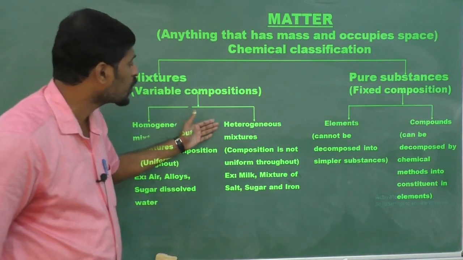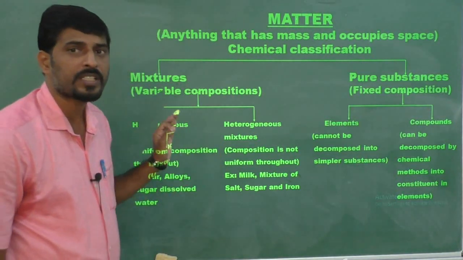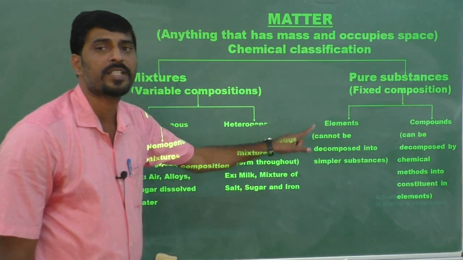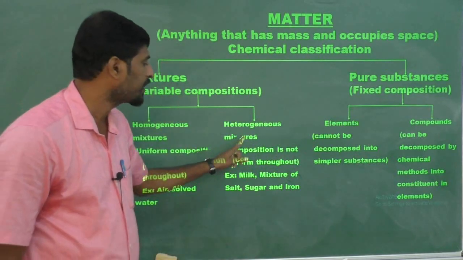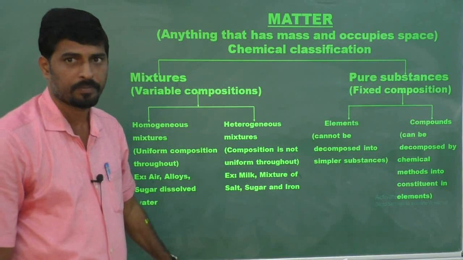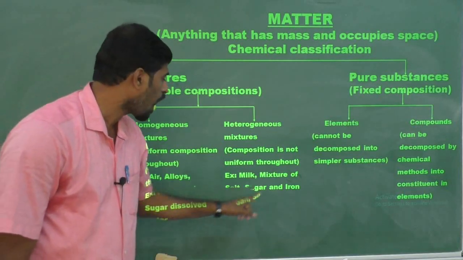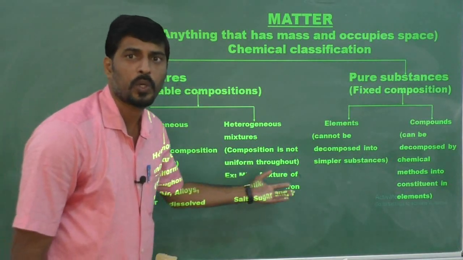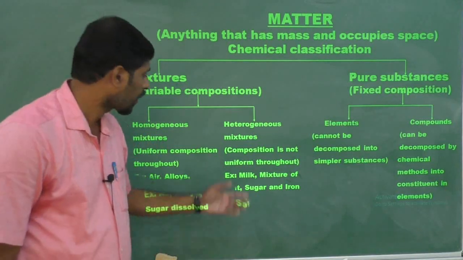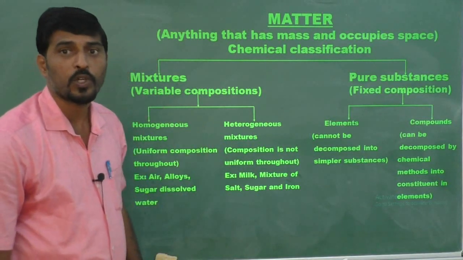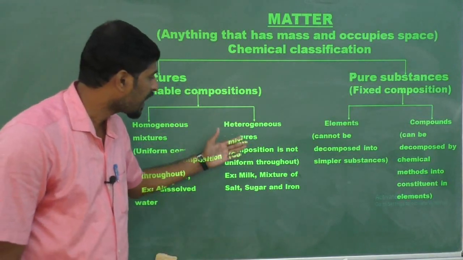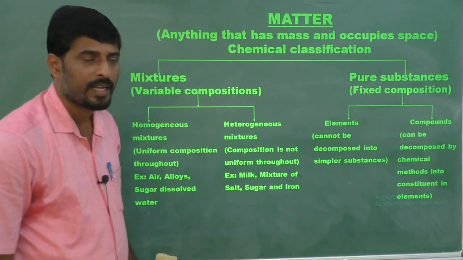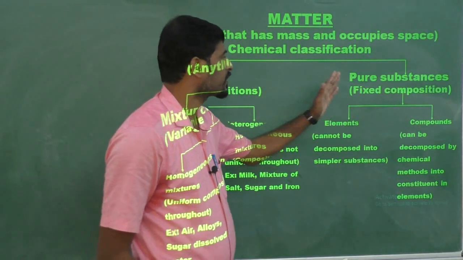Next, we come to the heterogeneous mixture. Heterogeneous mixtures are those in which the composition is not uniform throughout the system. An example is a mixture of salt, sugar and iron, or milk. These are examples of heterogeneous mixtures. Is it clear?